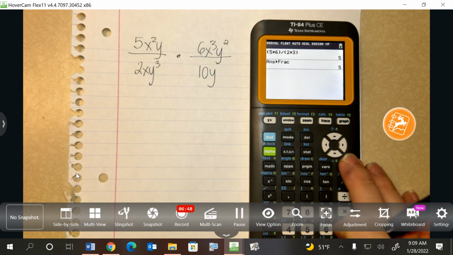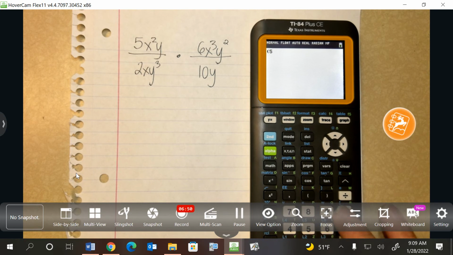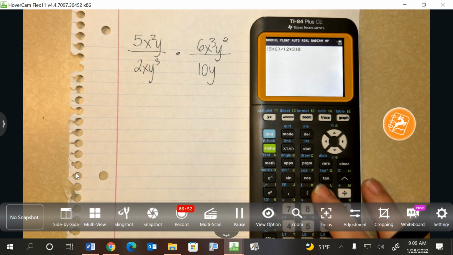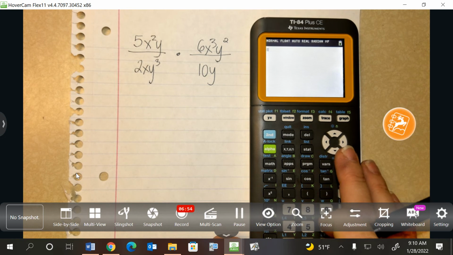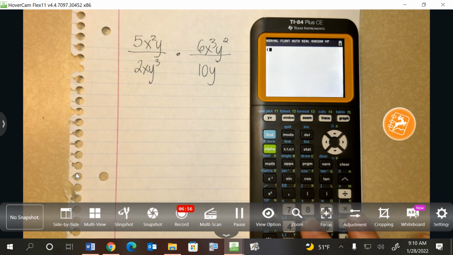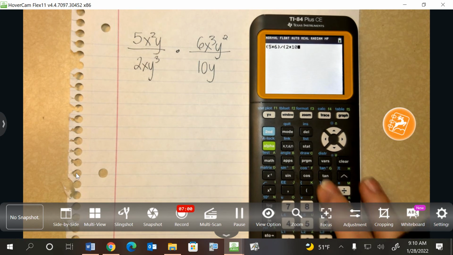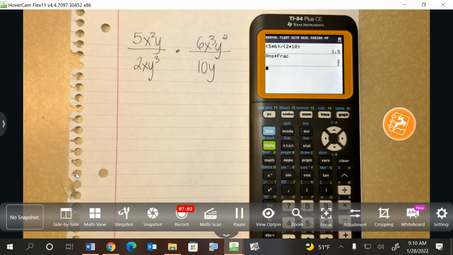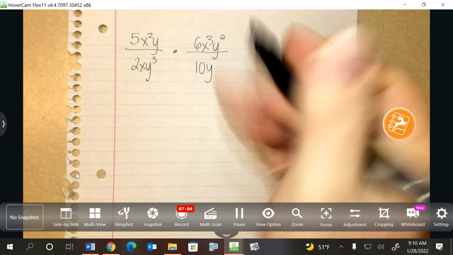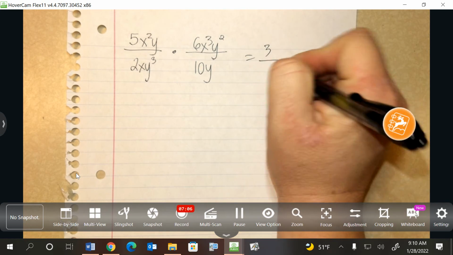Oops, sorry, I just wrote that down wrong. Let's try this again. Take 5 times 6 divided by 2 times 3. What am I doing wrong? Okay. 5 times 6 divided by 2 times 10. How about that? And then I need to turn it back into a fraction to get 3/2. Again, I personally would do mental math, and I think that's quicker.